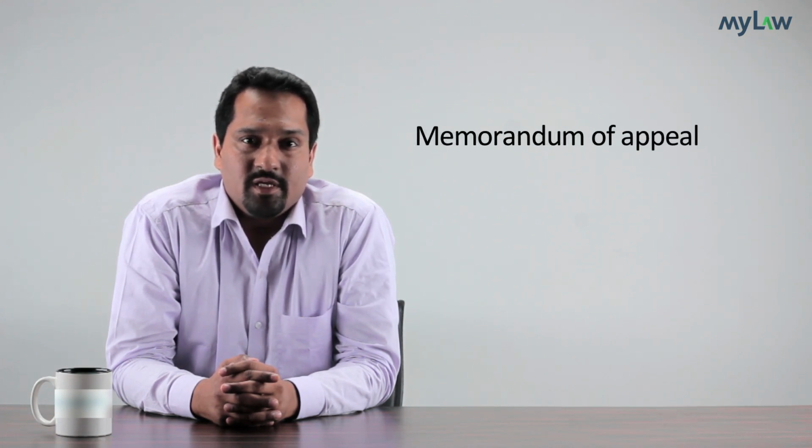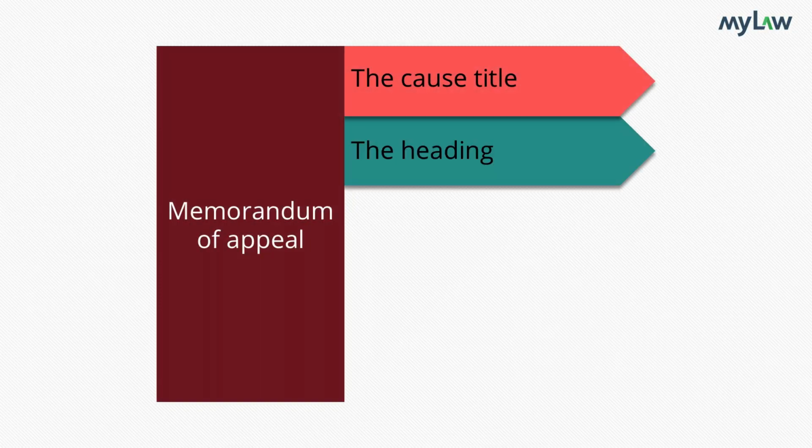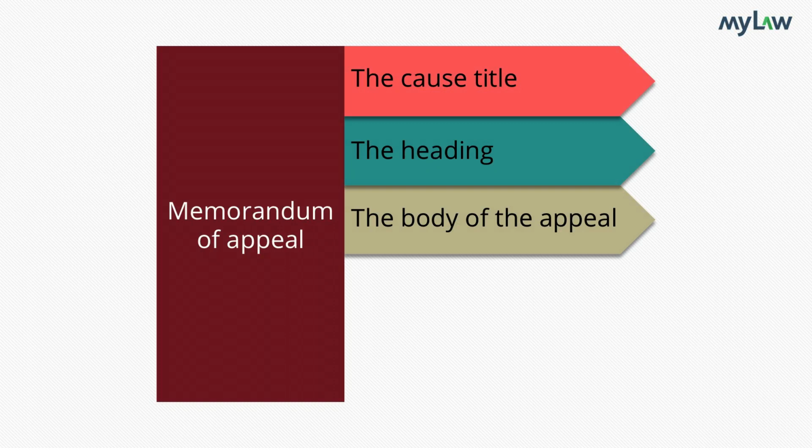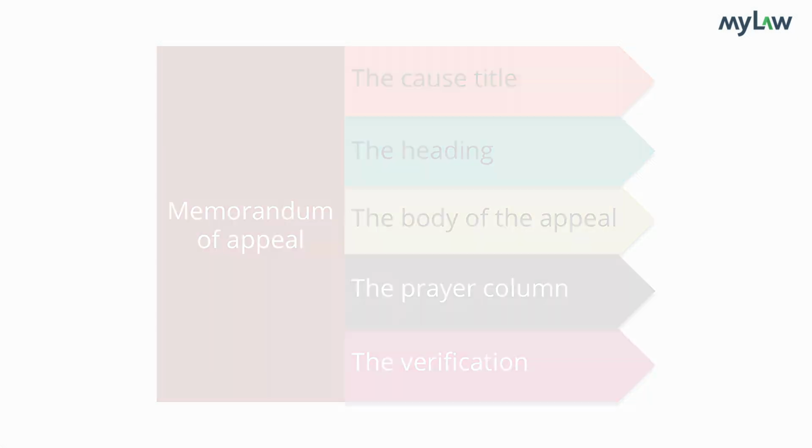A first appeal is initiated by a party that is aggrieved by the judgment of the trial court. Such a party files a memorandum of appeal which contains the following elements: the cause title, the heading, the body of the appeal, the prayer column, and the verification. Let's learn about these elements.